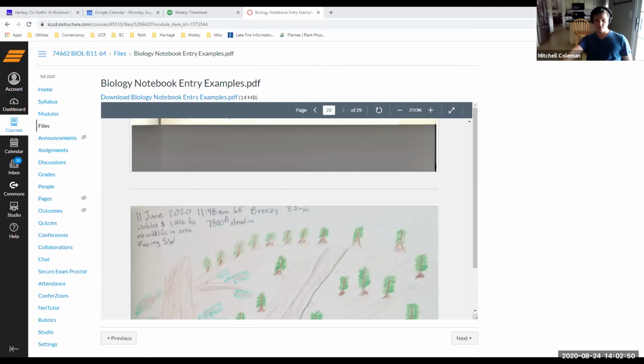Just some other things. Compass Rock again. You've seen these before. These are in the example document. One of mine. Okay. So I'll just go through this really quickly here, because you've seen all these. Anyway, I hope that's a good intro to the biology notebook.